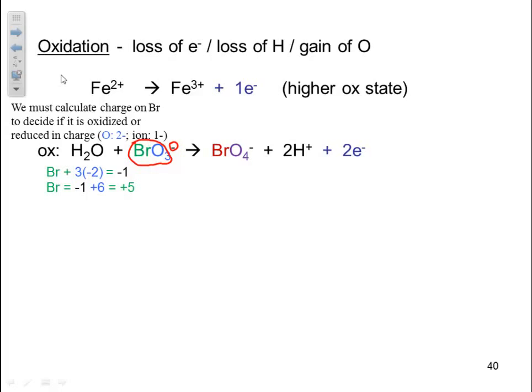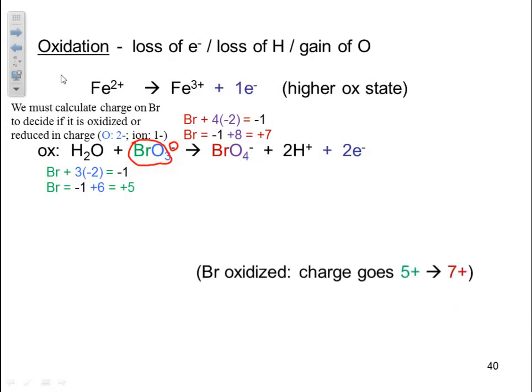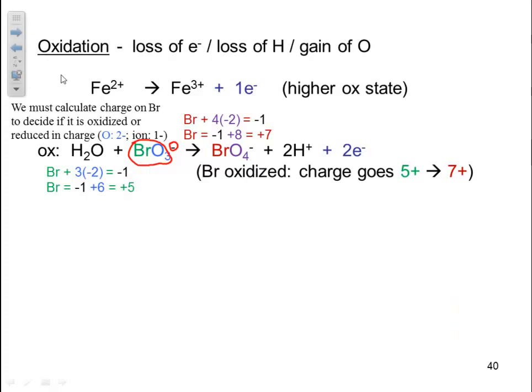Now let's look at the BrO4 minus, the perbromate ion, and see if we can calculate the charge on that bromine as well. We've got bromine plus 4 oxygens at a -2, the whole thing equal to a -1 again. Solve for it, bromine is equal to a +7. We can see that bromine is being oxidized. It's going from a charge of +5 to +7.